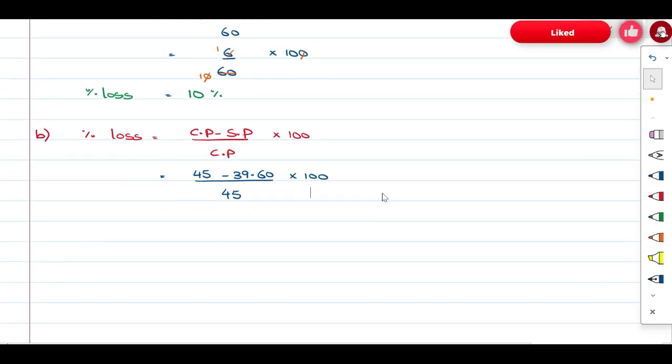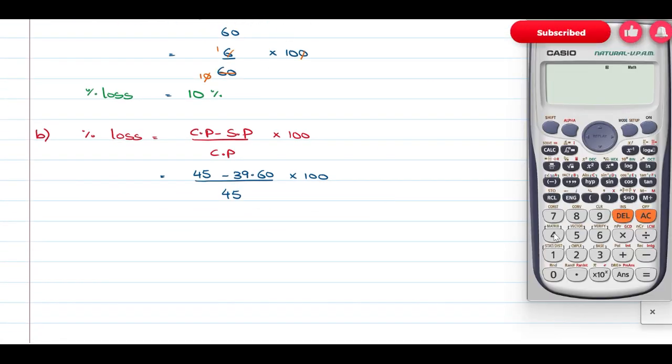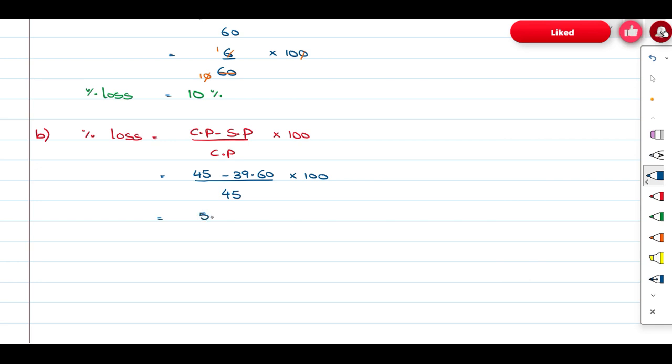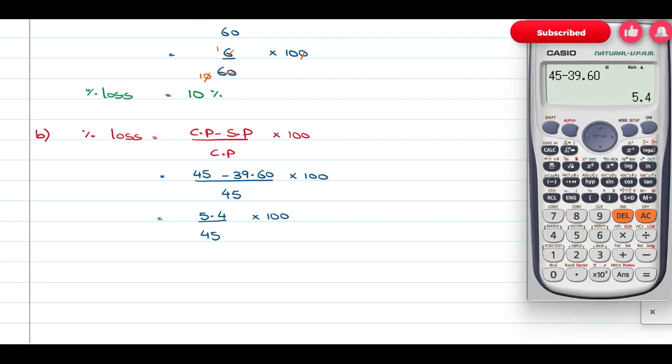All right, let me solve this. 45 take away 39.60. You can also do it manually. It's 5.4. So this is 5.4 over 45 multiplied by 100. I have already done the decimal subtraction. If you do not get how to subtract the decimals, you can check the video and you will understand how we subtract the decimals.